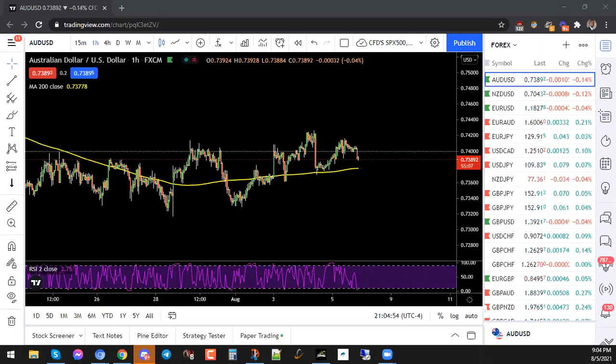This evening, we will be doing some pattern searching. We'll be basically just scanning our charts, looking for different patterns, seeing what we can find.